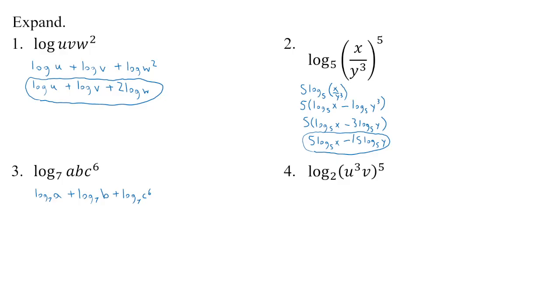We still have an exponent, so we've got to use the third property. First, we're going to bring down log base 7 of A plus log base 7 of B. And we're going to use that property to bring the 6 to the front of log base 7 of C. Therefore, your solution is log base 7 of A plus log base 7 of B plus 6 log base 7 of C.